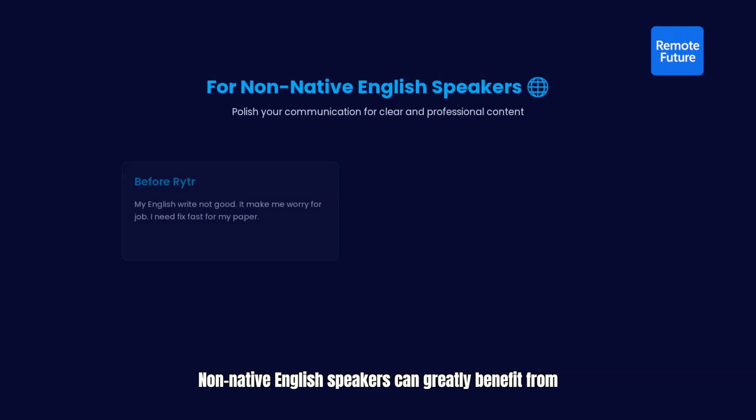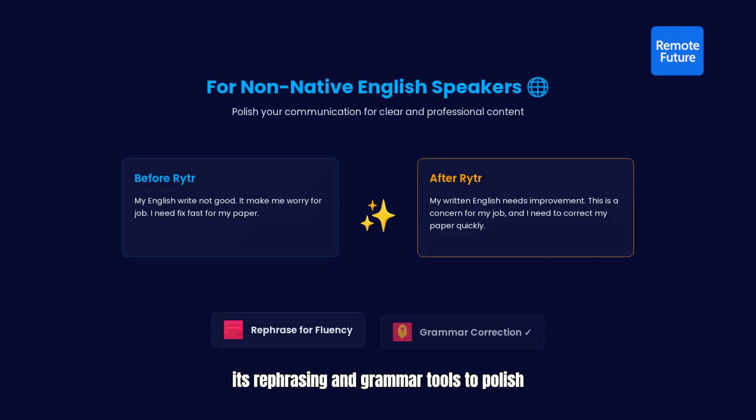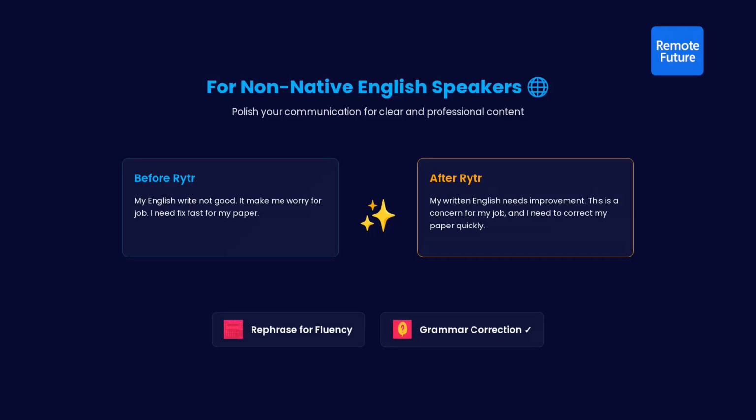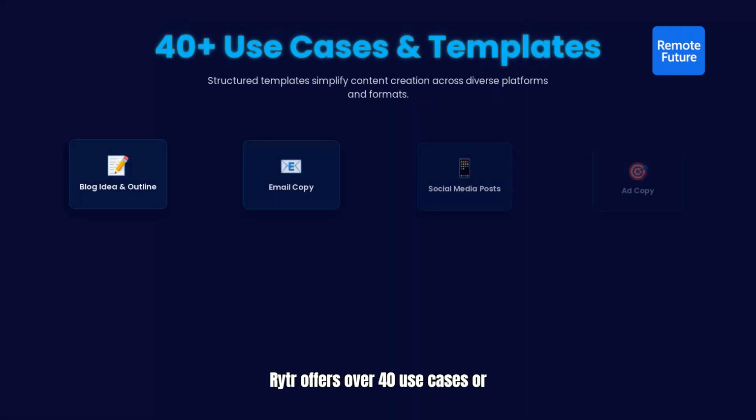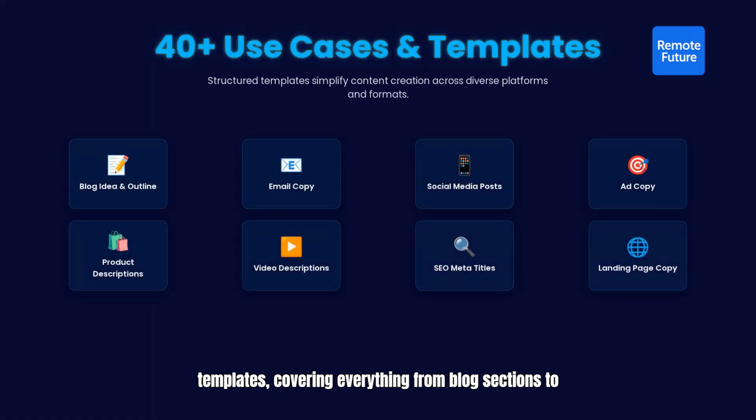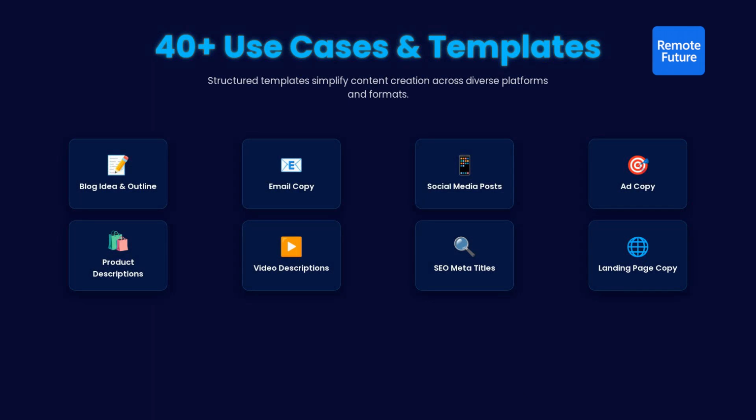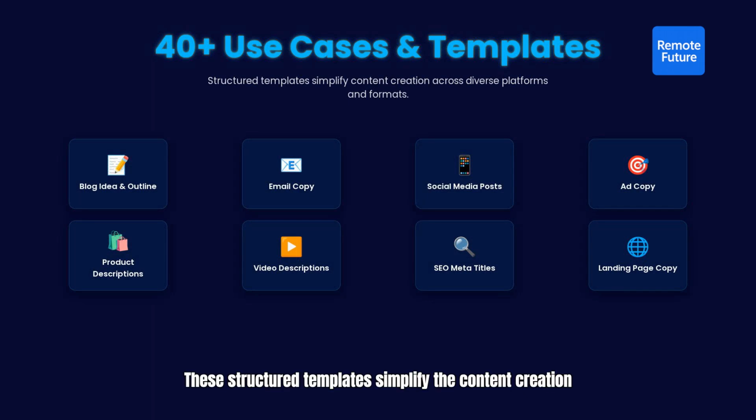Non-native English speakers can greatly benefit from its rephrasing and grammar tools to polish their communication, ensuring their content is clear, professional, and grammatically correct. This feature is invaluable for improving written fluency. Rytr offers over 40 use cases or templates, covering everything from blog sections to email marketing and social media captions. These structured templates simplify the content creation process across diverse platforms and formats.